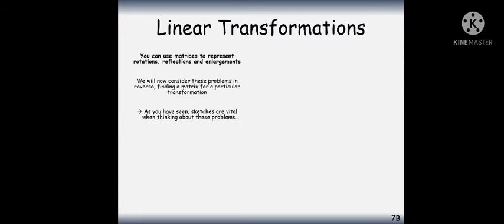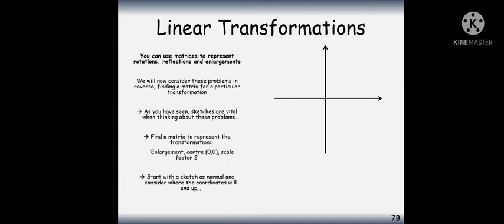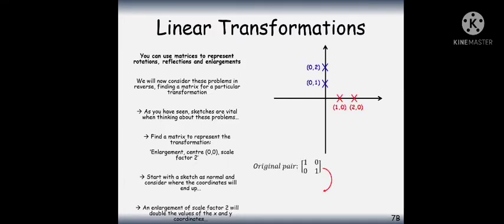So as you've seen, sketches are vital when thinking about these problems. So find a matrix to represent an enlargement, centre of the origin, and scale factor 2. So the sketch as usual. Once you have sketched, let's go on to the matrix, and you can easily see it's 2, 0, 0, 2, so this matrix will enlarge the shape by scale factor 2, centre of the origin. That's it.